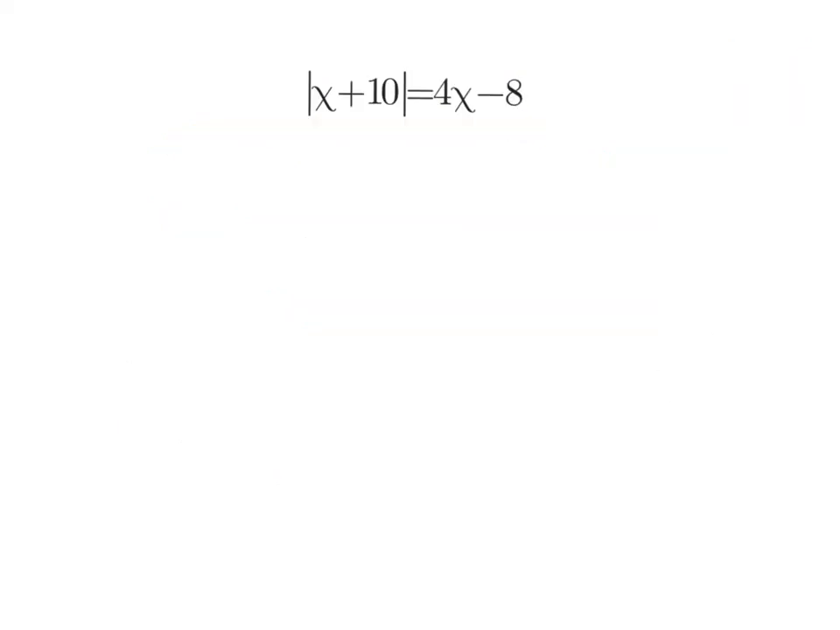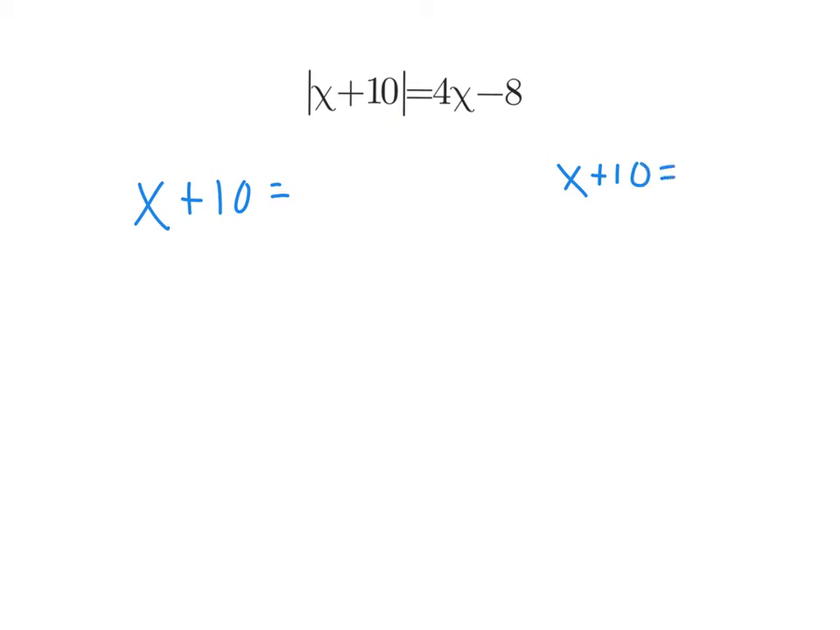Here we see there's a variable on both sides of the equation. So nothing's going to change. We're still going to go through our normal steps to solving this. First is to isolate the absolute value, which in this case is already isolated. So I can go ahead and set up my two equations. I can set up x plus 10 equals and x plus 10 equals.